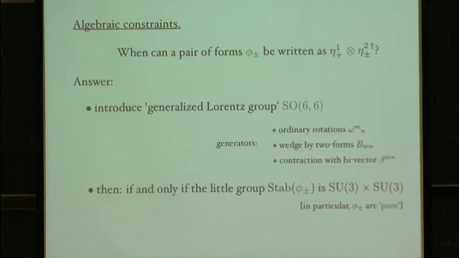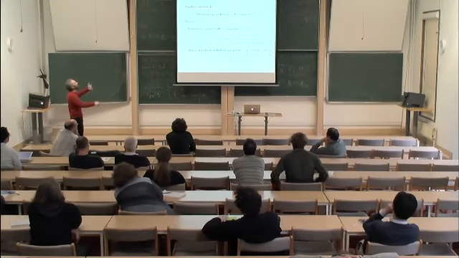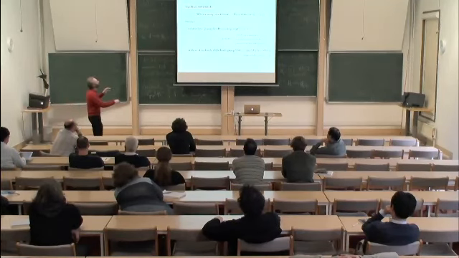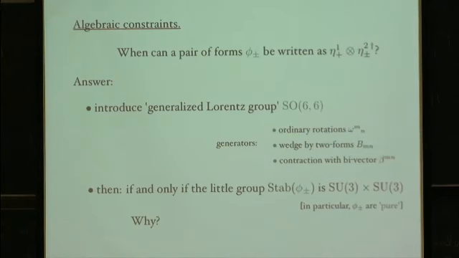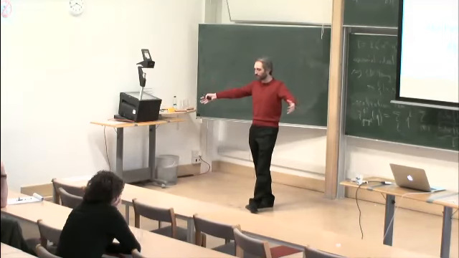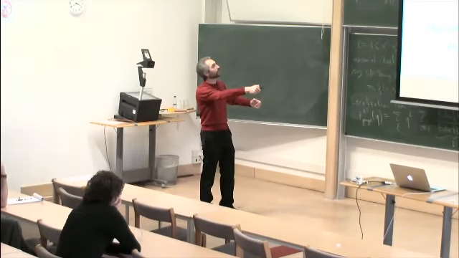Why do I introduce this generalized group? It turns out that the answer to this question is easiest in this form. But maybe I can try to give you a sense of why. I'm afraid I'm going to fail, but let me try. Could you remind us what the question was? The question is the one up here. When you have two forms, one odd form and one even form, and you ask yourself, can they be written in this way? Eta 1 plus, eta 2 plus dagger, eta 1 plus, eta 2 minus dagger.